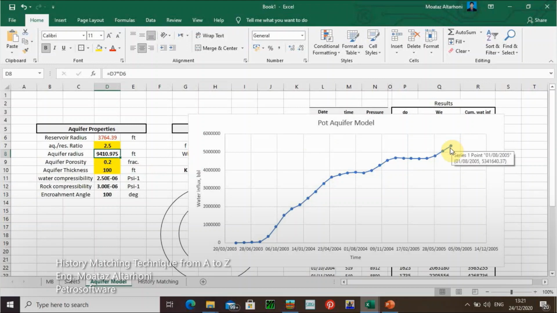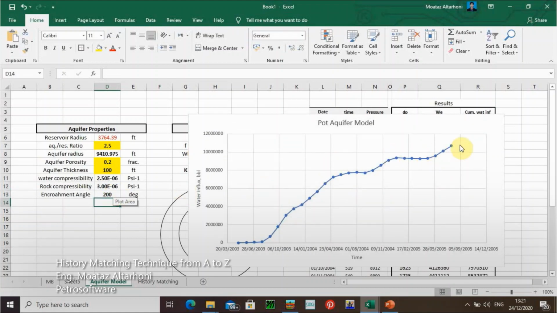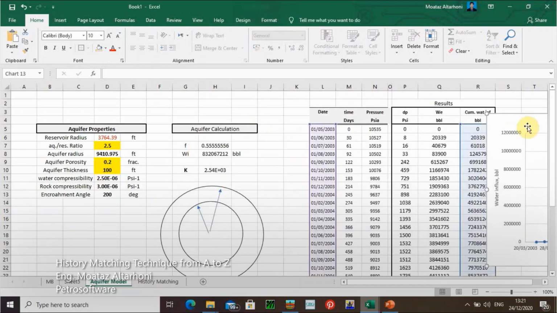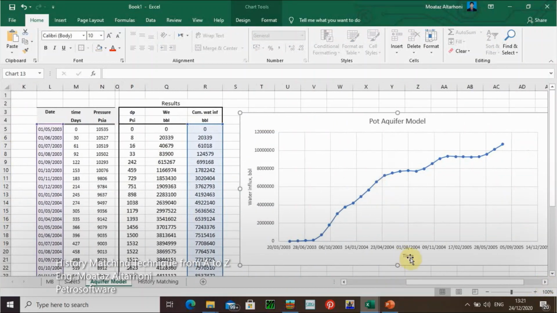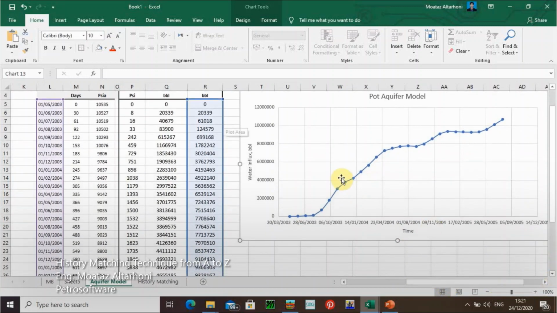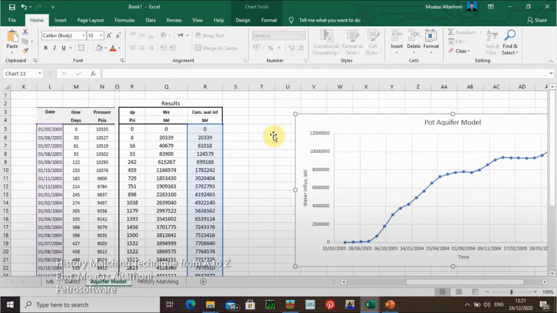Oh, more volume invaded into the reservoir. Yes, 5.3 million. What if I increase the encroachment angle to 200 degrees? Oh, more than 10, yes, 10 million. So 10 million barrels of water invaded into the reservoir at the end of 2008. That's very good. I will depend on the first assumption about this, and I will use this plot now.